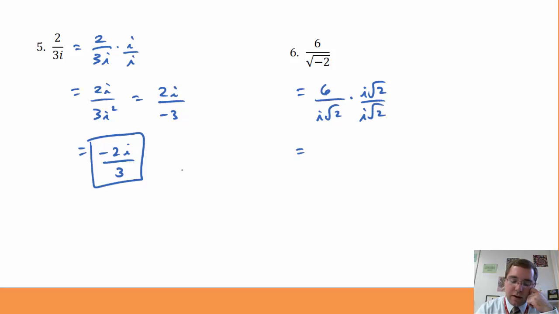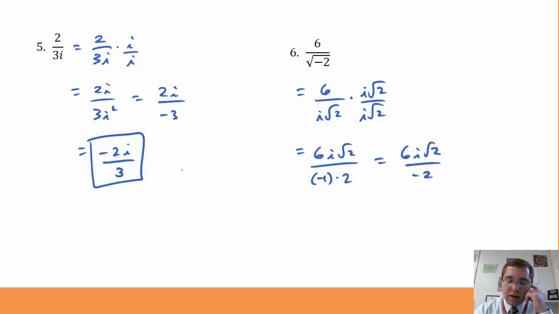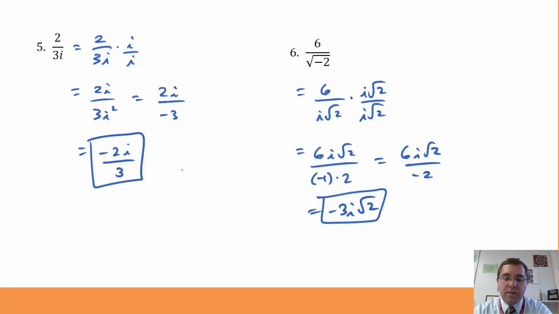So on the top I'll have 6i square root of 2. On the bottom I'll have i squared, which is negative 1, times square root of 2 squared, which is 2. I'll get 6i square root of 2 over negative 2. I'll cancel the negative 2 into the 6, and I'll get negative 3i square root of 2. That's the same as 6 divided by the square root of negative 2.